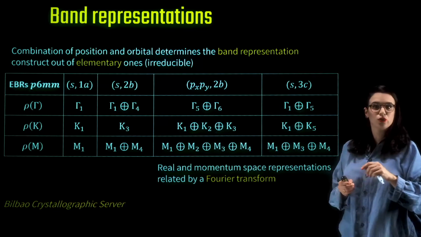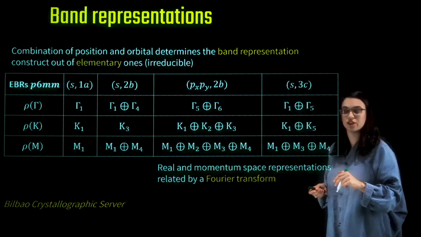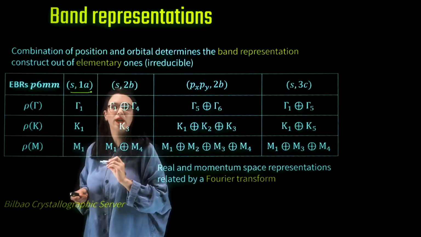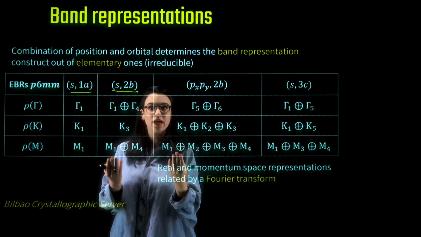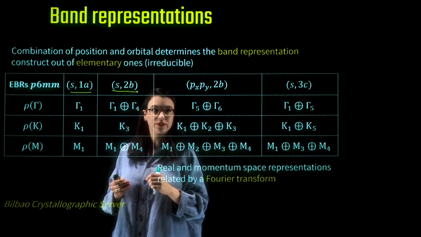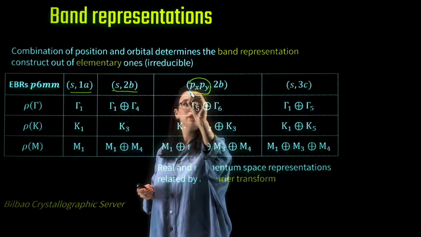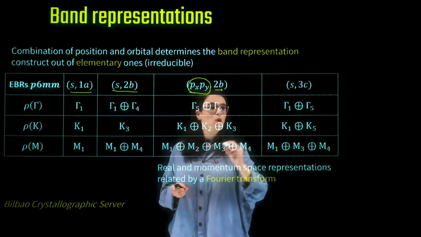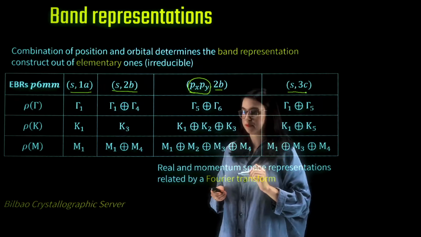So here I'm going to show you in a table a few examples of elementary band representations. So for example, an s orbital in the position 1a, an s orbital in the position 2b, and that will be in the hexagonal lattice, just like graphene. We could have a px-py doublet in the hexagonal lattice as well, or s orbitals in the 3c position. That means the Kagome lattice.